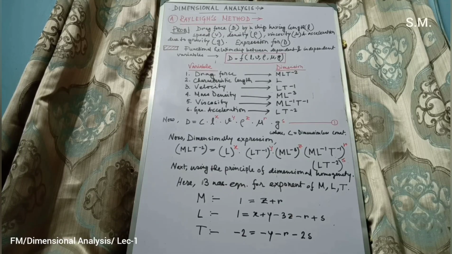In this problem, the drag force D experienced by a shape having a characteristic length L and moving with a velocity V depends on the fluid mass density rho, viscosity mu, and acceleration due to gravity g. Now, use Rayleigh's method to find an expression for D.